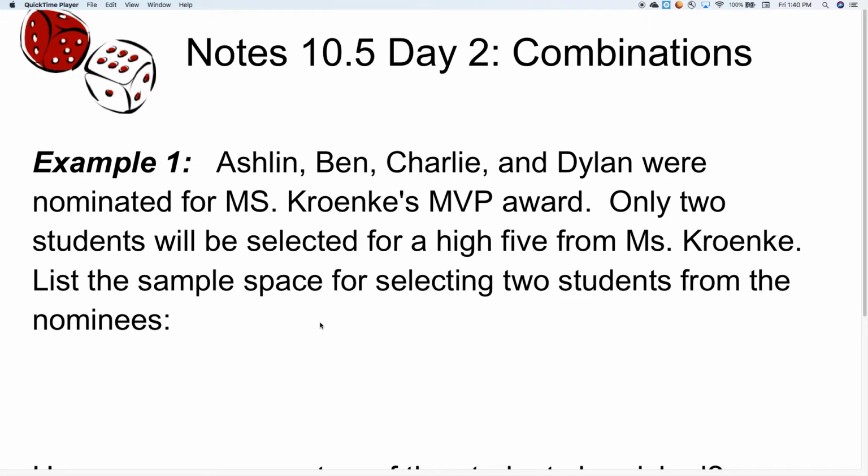Our notes today are also from section 10.5, and today we're going to introduce something called a combination, which I mentioned real quickly yesterday. I tried to be real clear when we were talking about permutations that we were arranging items and therefore order mattered. And I mentioned that today we'll talk about when order doesn't matter. So that's what we're going to look at here.